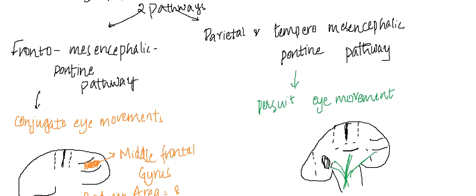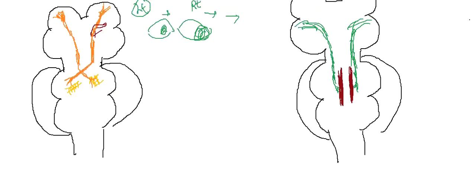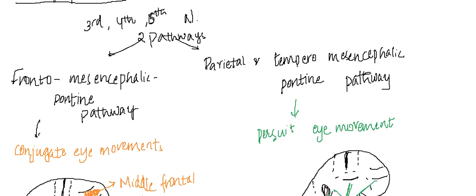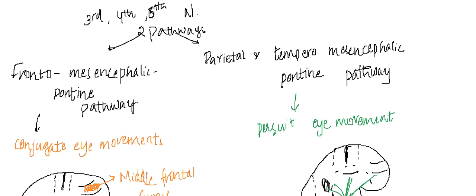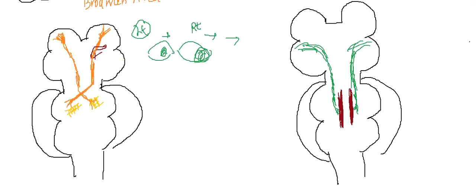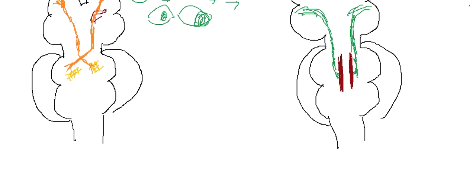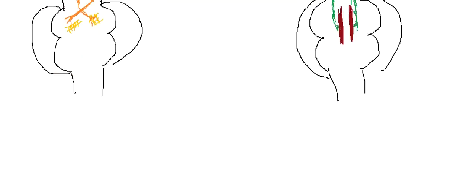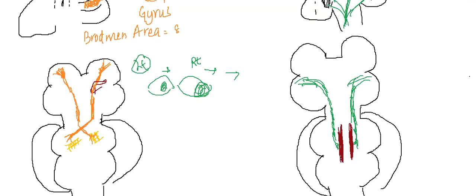So these are the two upper motor neuron pathways. What are they? One is the fronto-mesencephalic pontine pathway, and the other is the parieto-temporal mesencephalic pontine pathway. Before going into the lesions, we'll learn about the medial longitudinal fasciculus. We have named a new structure here, which is this one.